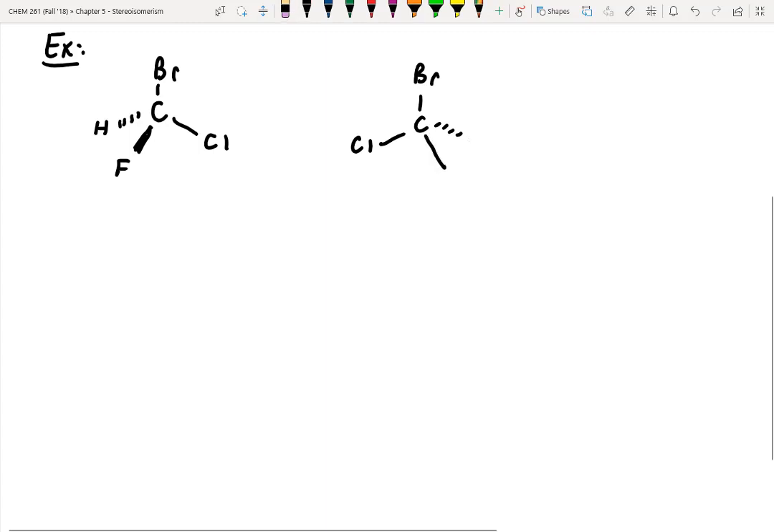Oops, this should be a hydrogen. And the fluorine must be a wedge, right? So this must be a chiral molecule. They're mirror images of one another. They're not superimposable. The wedge and dash. Nope, right? Because if you think about this, this is a mirror image. I'm not trying to draw the same molecule twice. It's just a mirror image of one another. So this must be chiral.